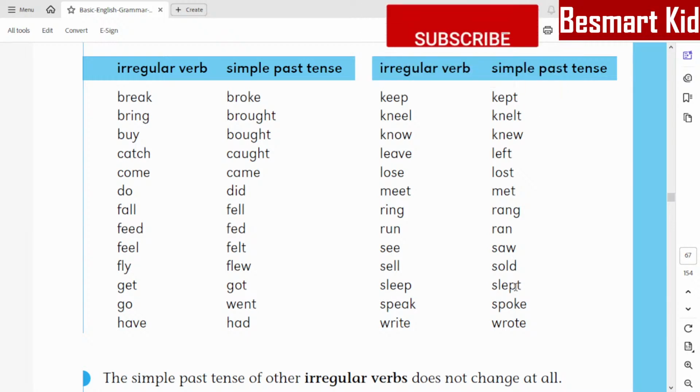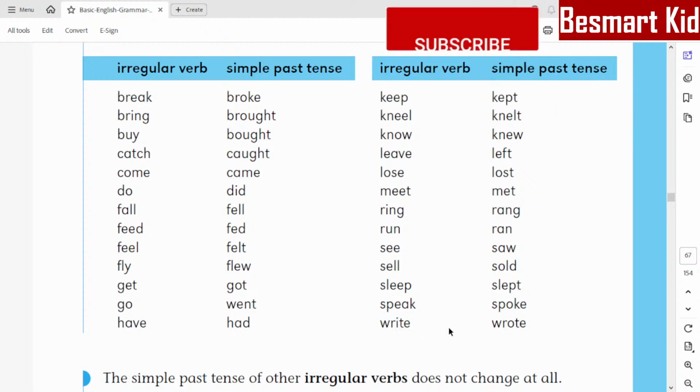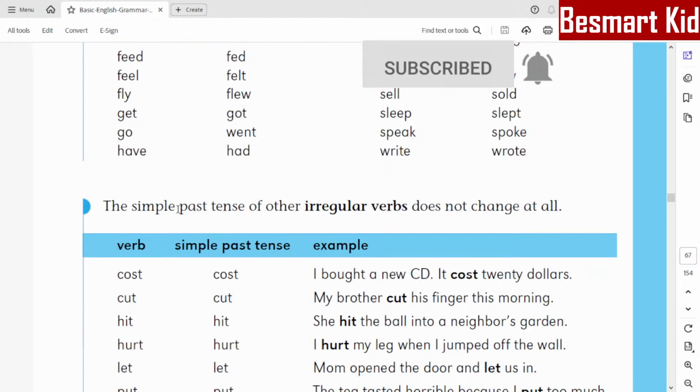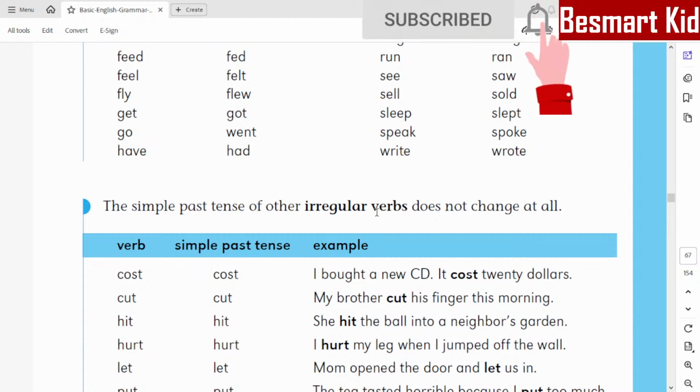Sleep, slept, speak, spoke, write, wrote. The simple past tense of other irregular verbs does not change at all.